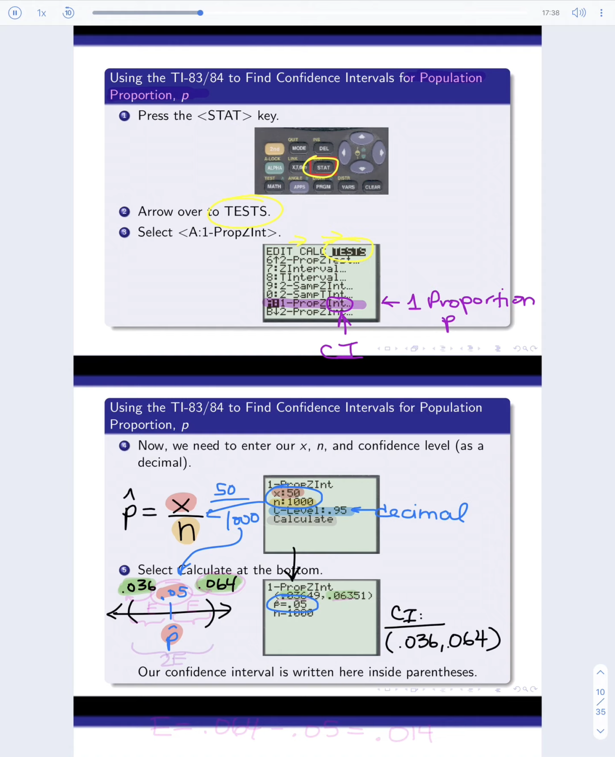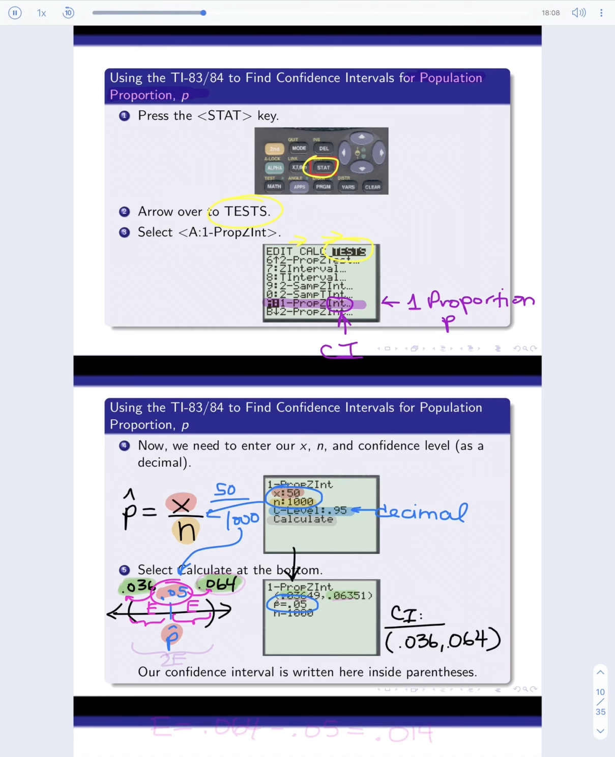Now notice they don't actually tell you what they're actually doing behind the scenes, which is they're using a z value to do this, and they find what's called a margin of error. But you can find the margin of error, which is the value on either end that's either added or subtracted to get from the 0.05 to the 0.064 or the 0.05 to get to the 0.036.